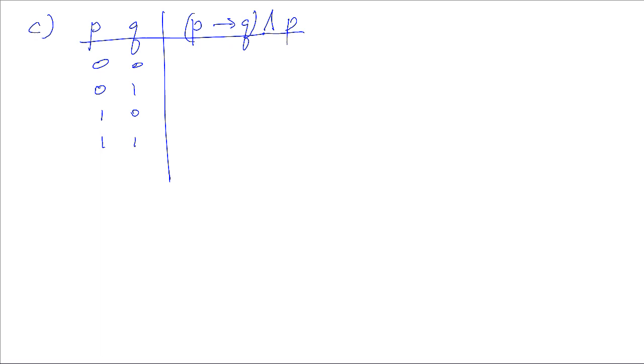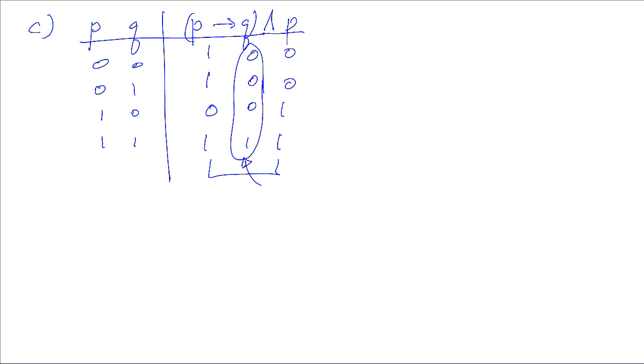And if P then Q is only false when we have a true premise and a false conclusion. And P, I'm just going to copy the pattern 0, 0, 1, 1 here. And now I'm going to do an AND between those two columns. And it's only true in the last case. Okay?